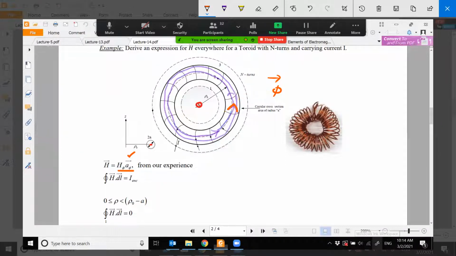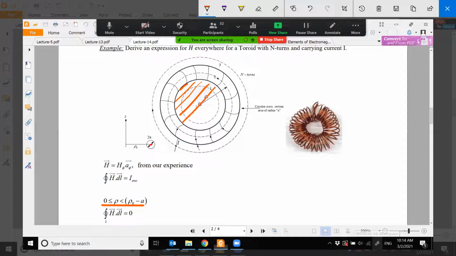Now we need to apply Ampere's law. Let me erase this. First we apply Ampere's law here, that means I'm applying it in this region.